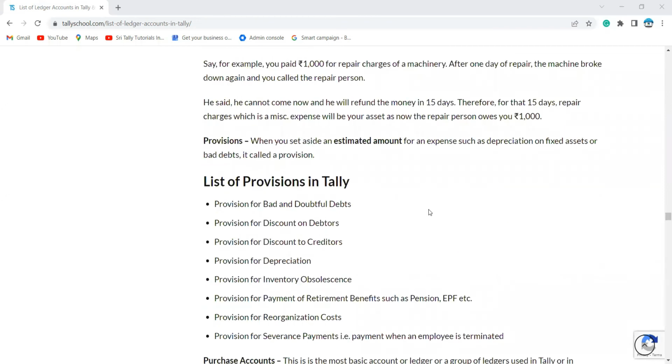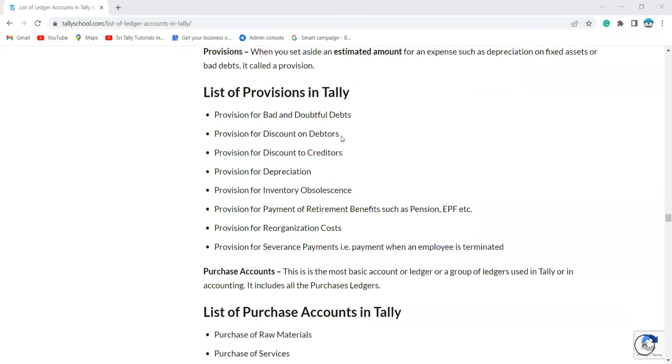Next to provisions. What is meant by provisions group? What do we want to enter here? When you set aside an estimated amount for an expense, such as depreciation on fixed assets and bad debts, it is called provisions. Like provision for bad and doubtful debts, provision for discount on debtors, provision for discount on creditors. All payables accounts also come under provisions account.